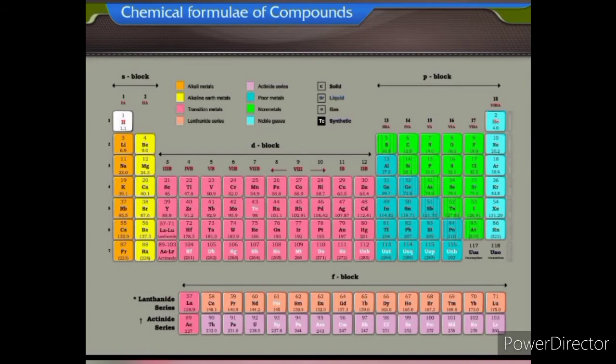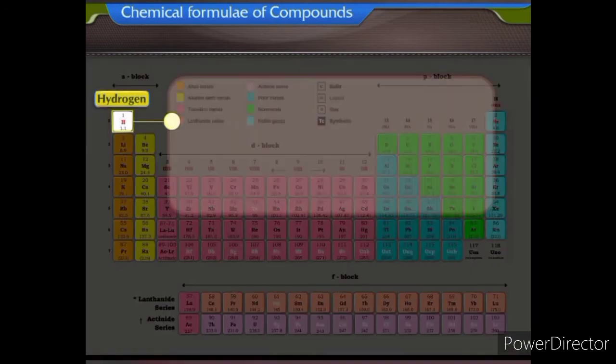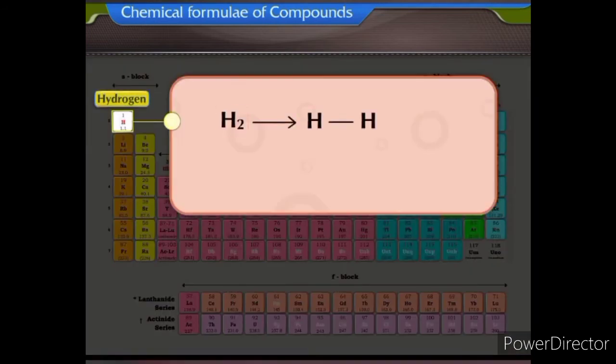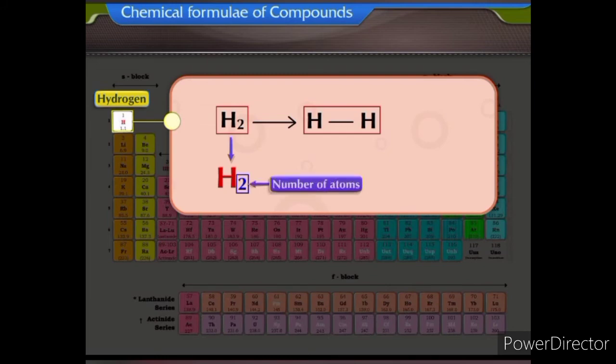Consider the chemical formula of the element hydrogen. It is H2. A molecule of hydrogen gas is made of 2 atoms of hydrogen. We can thus say that the chemical formula of an element is represented by writing the symbol of the element with the subscript written near the symbol. This subscript indicates the number of atoms present in one molecule of that element.